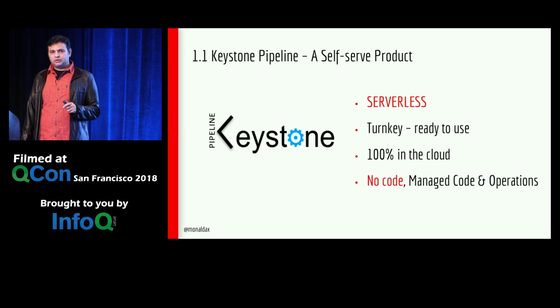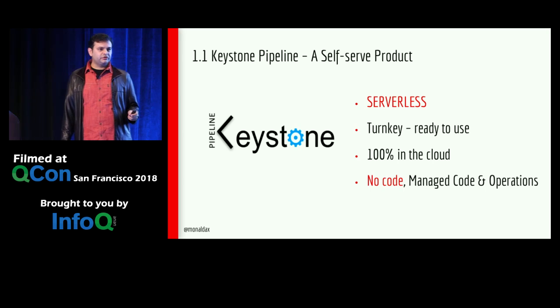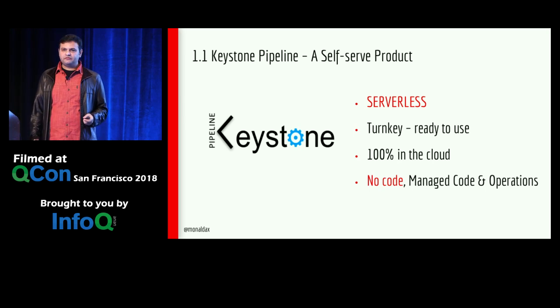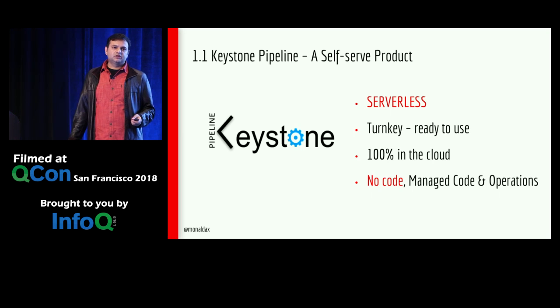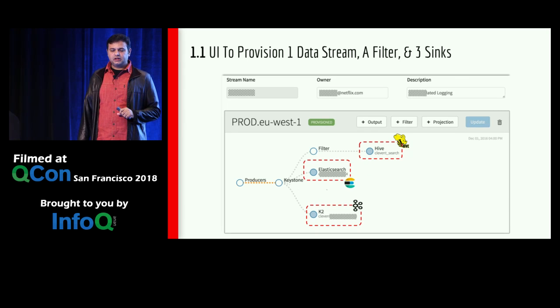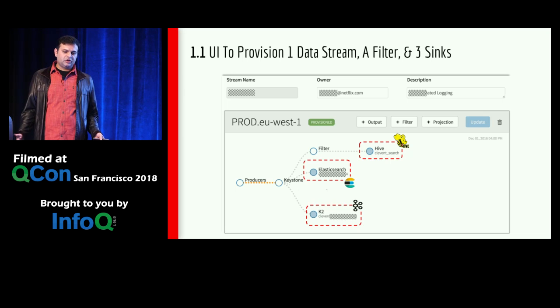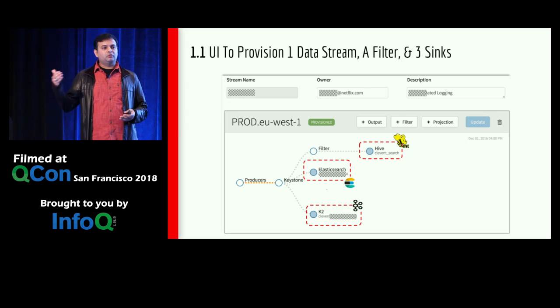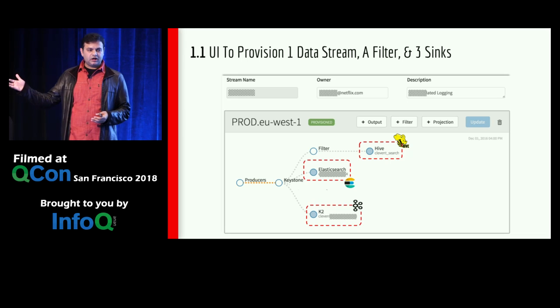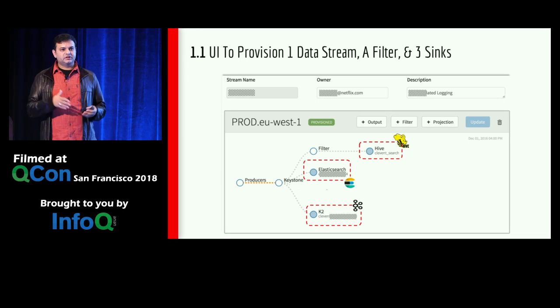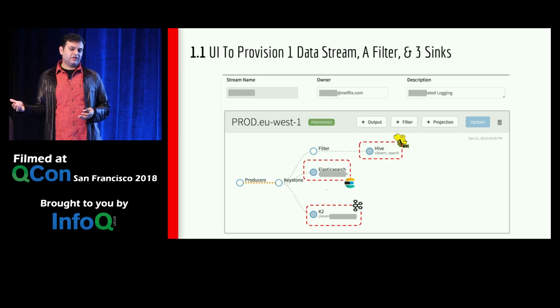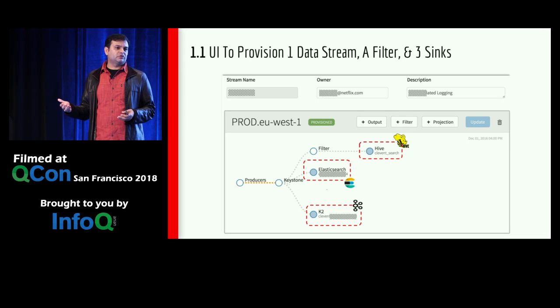So in essence, what we wanted was a serverless product that's ready to use out of the box, and the user does not have to write any code. They don't have to manage it. They don't have to operate it. They just come to the UI, and they say, I want a new stream, right? And I want to take that stream, and I want one path. I want to filter it and then send it to Hive. And then I want to just send the raw events to Elasticsearch as they are, and I also want to send them to a Kafka topic.